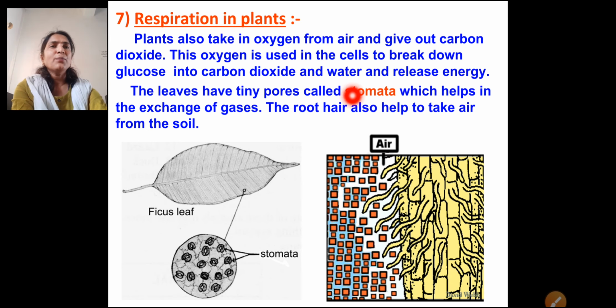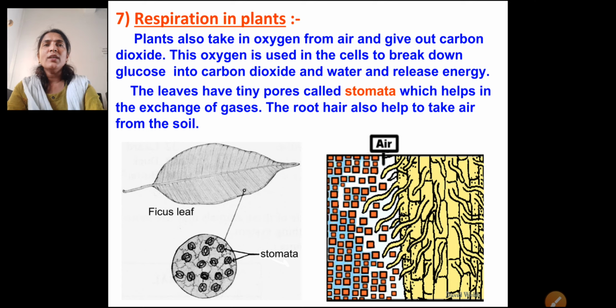The leaves have tiny pores, stomata. Here it is shown in the diagram, stomata. On the leaves there are very small, tiny pores, small holes which cannot be seen with our naked eyes. Under a microscope we can observe all those things, and these stomata help the plant in exchanging gases. Exchanging gases means taking oxygen and releasing carbon dioxide, or otherwise taking carbon dioxide and releasing oxygen.